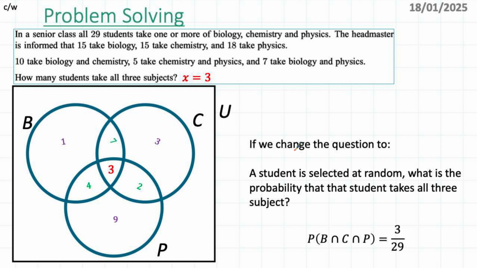But how would it look like as a probability question? So I would say a student selected at random, what is the probability that the student takes all 3 subjects? So you are looking for the probability of B intersect C intersect P, and that would be 3 out of 29. But in order to get here, you need to make sure you fill up the Venn diagram correctly. And again, later on, when we do questions like conditional probability and so on, we'll see more complicated ways of dealing with these Venn diagrams.